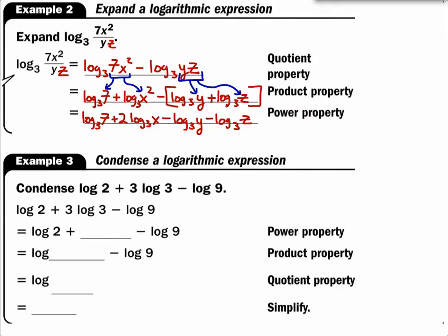When you get those directions, that is what's needed. Example 3 is exactly the opposite. So you've got all these different logarithms. You got log 2, you've got 3 log 3, you've got log 9. They're all being added and subtracted, and you're meant to combine them together.